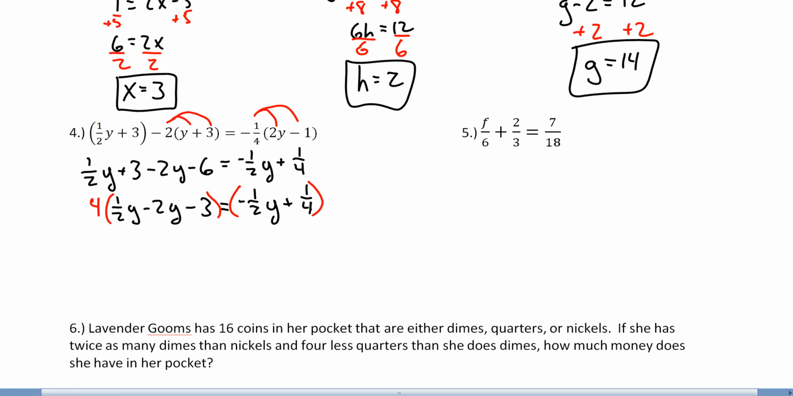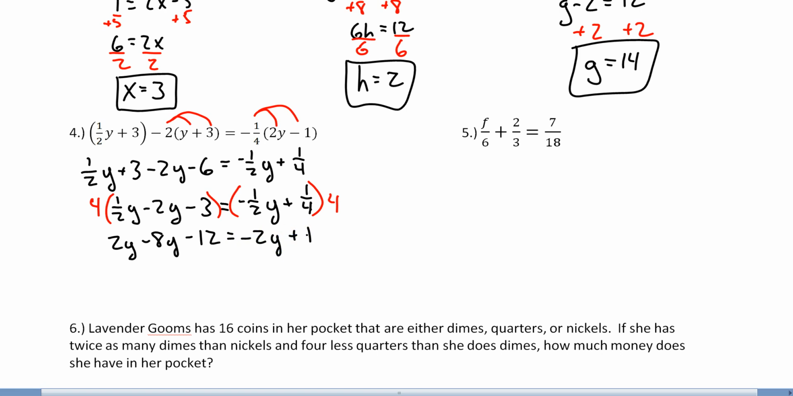So I multiply everything by 4. So I do the 4 times the 1/2 and I get a 2. Here I do the 4 times the 2 and I get an 8. 4 times the 3 and I get a 12. All right? Over on the other side, oh, I forgot to write my 4 over here. That's a little scary. I got to distribute the 4 as well. So I distribute it. I get a negative 2y and a plus 1.